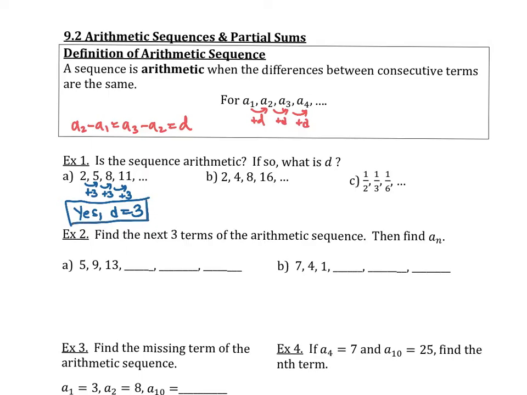For the next one, same, I'm just going to check and see it. The difference here is going up by 2. Now it's going up by 4. So this is not arithmetic because it doesn't increase or decrease by a constant value, or d.